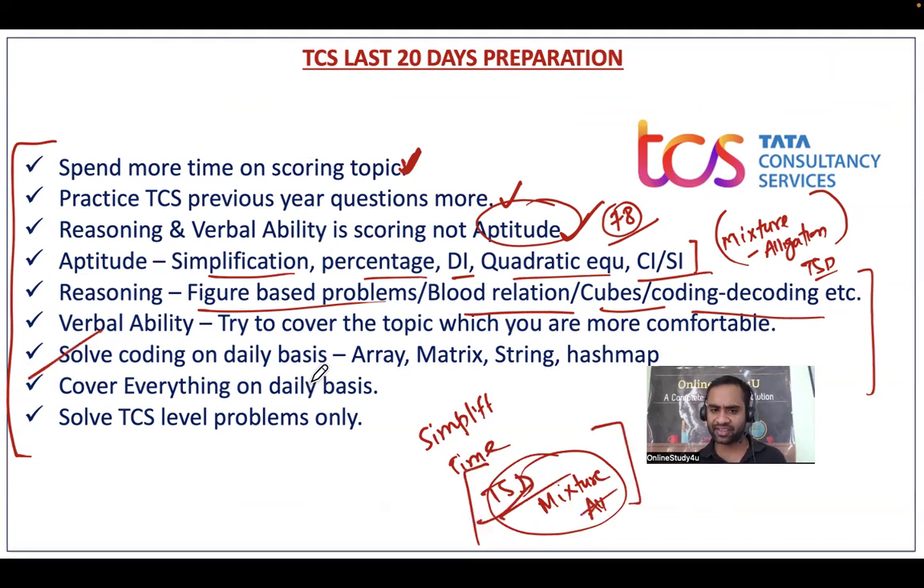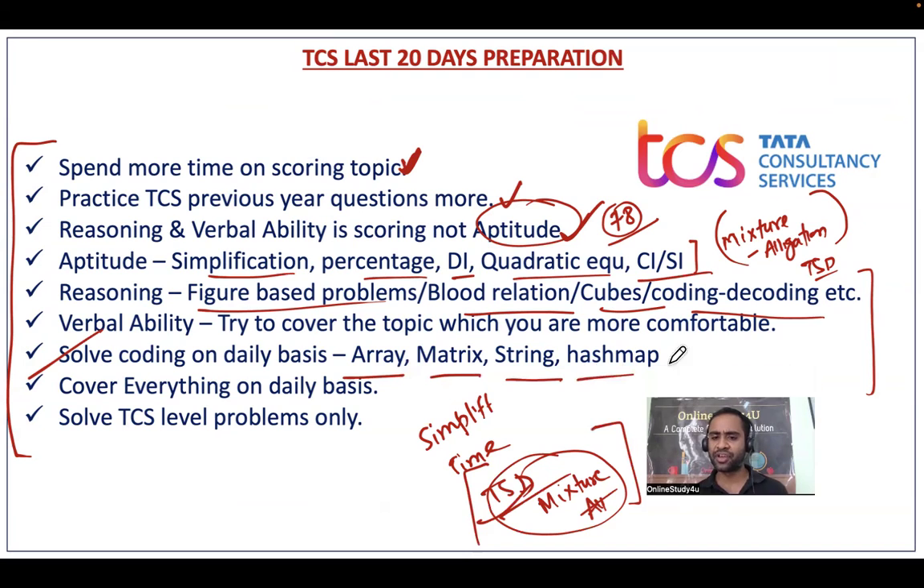Solve coding on a daily basis: arrays, matrix, string, hash map, linked list. These are the topics from where more questions are coming. Even dynamic programming you need to read. Cover everything on a daily basis.